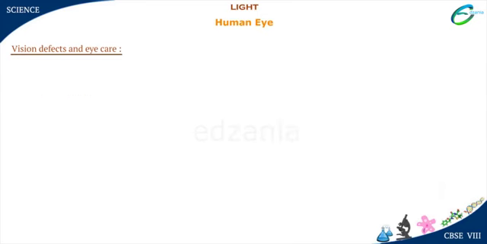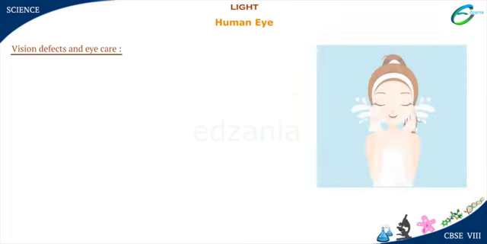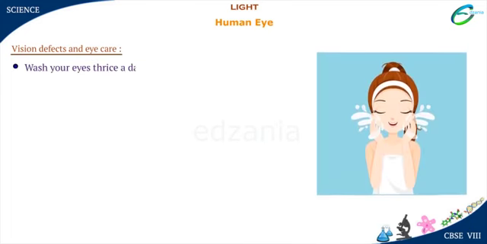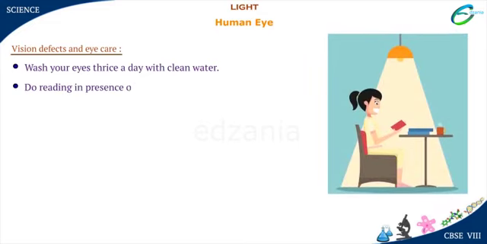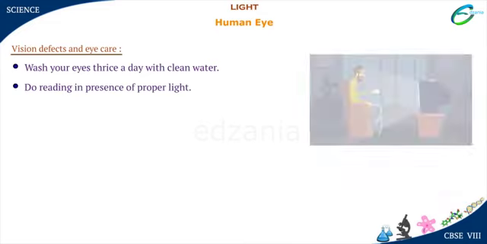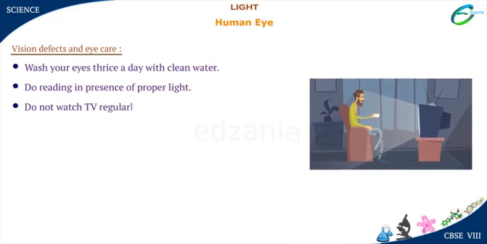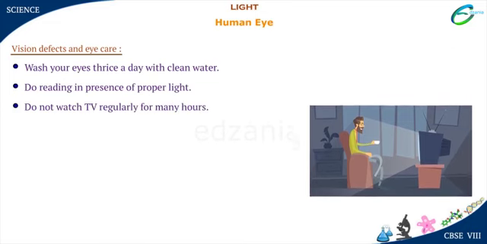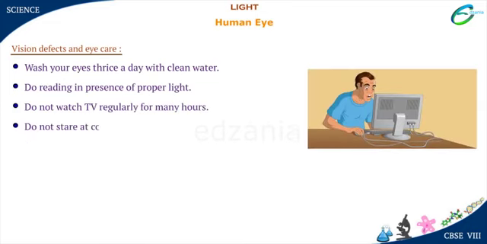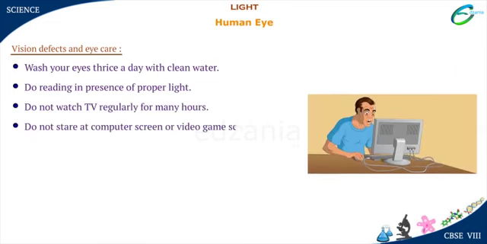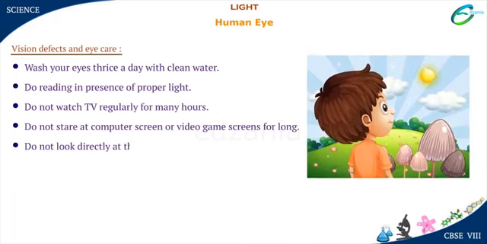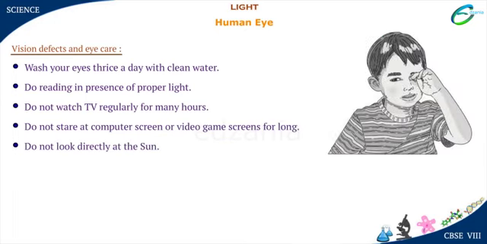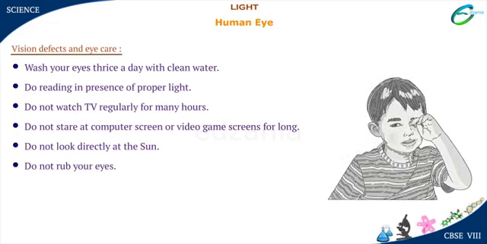We must take care of our eyes by taking the following precautions. Wash your eyes thrice a day with clean water. Do reading in the presence of proper light. Do not watch television regularly for many hours. Do not stare at computer screens or video game screens for long. Do not look directly at the sun. Do not rub your eyes.